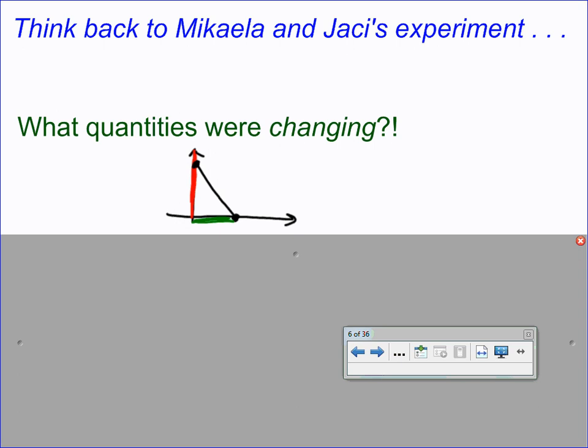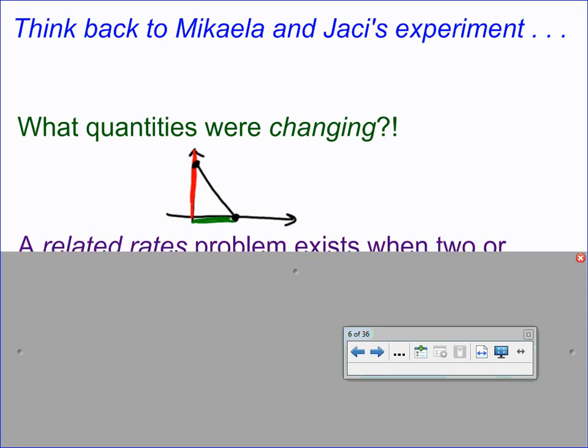Okay, so what quantities were changing in our problem, right? What quantities were changing in our problem? Jake? The distance from the top of the ladder to the ground, and the distance of the bottom of the ladder to the barn.